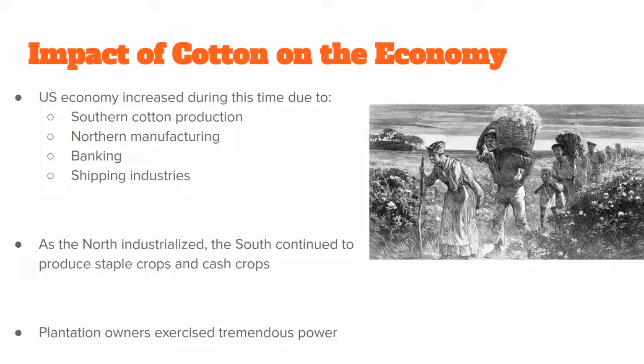Okay, so the US economy is going to increase at this time. We've talked about this before with the market revolution, right? And why is it increasing? Well, it's kind of these four main reasons. The South is making a lot more cotton. Think Eli Whitney, think the cotton gin, and they're going to sell that cotton to the North and to Europe. And in the North, in the United States, they're going to take that cotton and make it into clothes in textile factories. This should be reviewed for you.